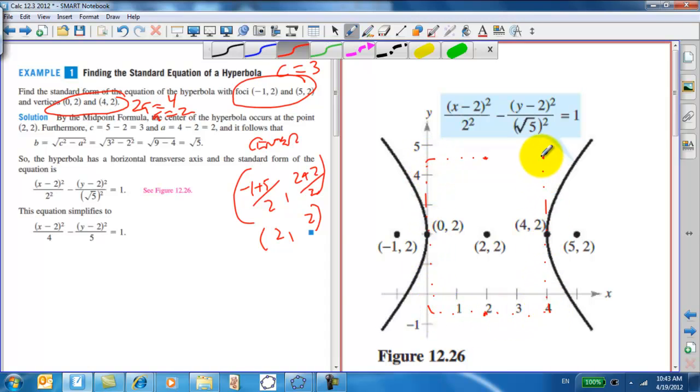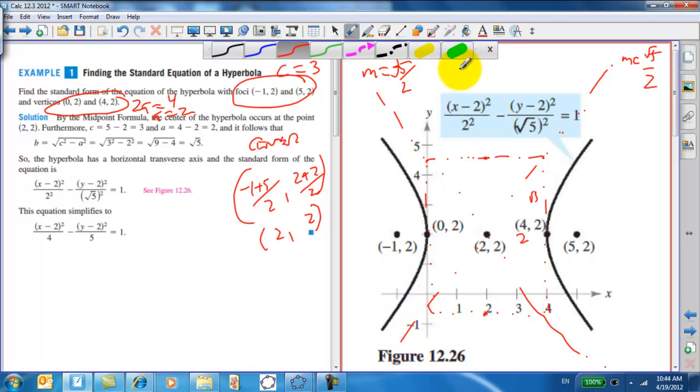This would be the box of extent if it was an ellipse, and the ellipse would stay inside this box. But it's a hyperbola, so it stays outside that box. And so it's easy to see that we went over 2 and up square root of 5, so that the slope of this asymptote is the square root of 5 over 2, just as this slope will be negative square root of 5 over 2.